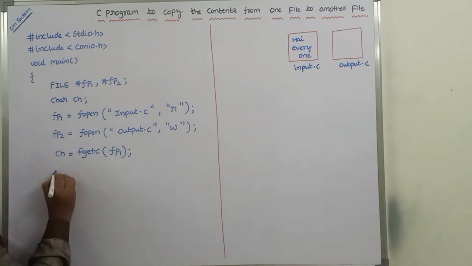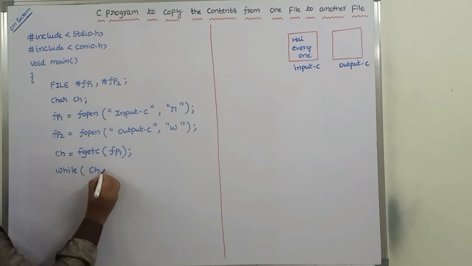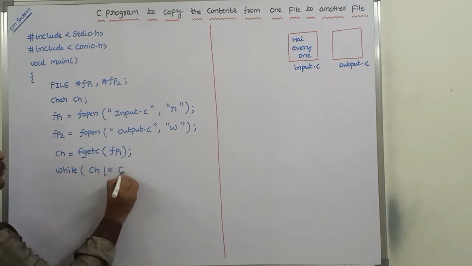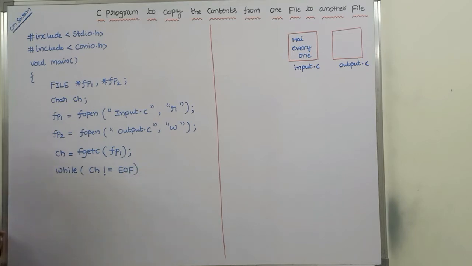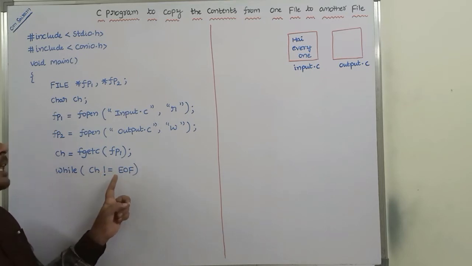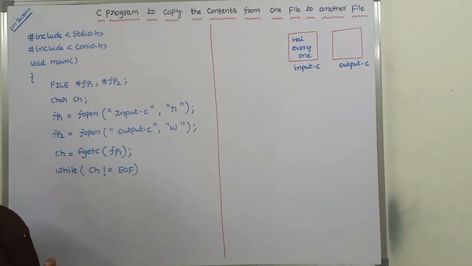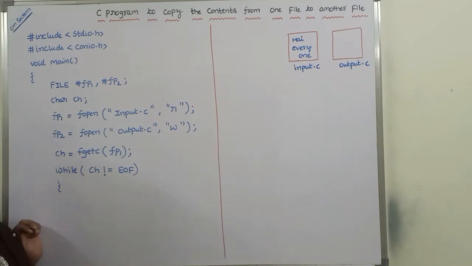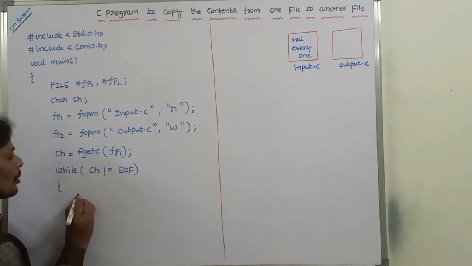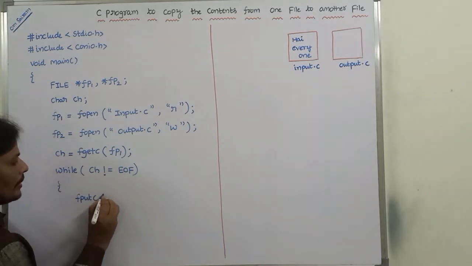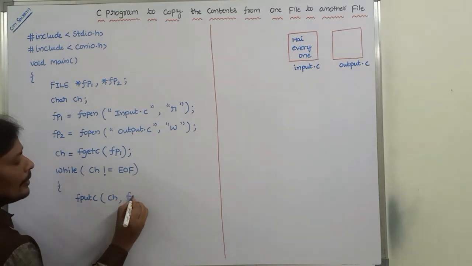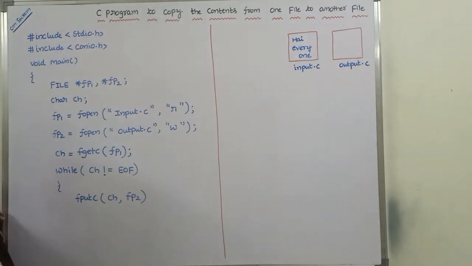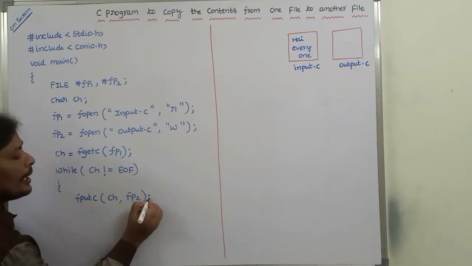Now we have to check while ch not equal to EOF. Here we check whether the character read from the input.c file is the end of file or not. EOF means end of file. If the given character is not the end of file, then we write that character into the output.c file pointed to by file pointer fp2.